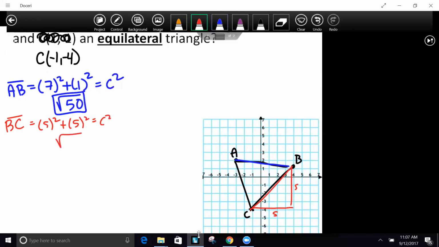We're also going to get 50. What triangle automatically gets eliminated? Scalene. Why is it the scalene that gets eliminated? We already have 2 congruent sides. By definition of a scalene, all 3 sides are different. So automatically that gets eliminated.